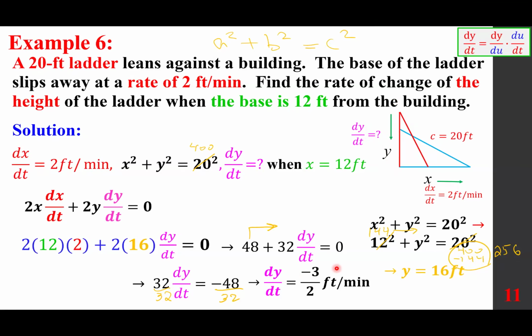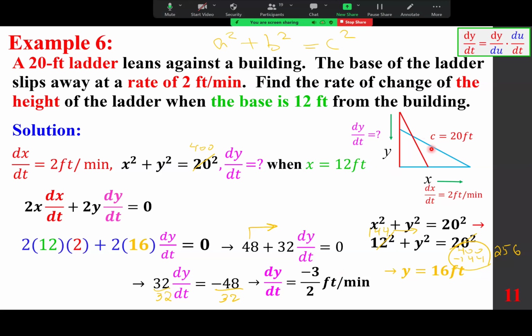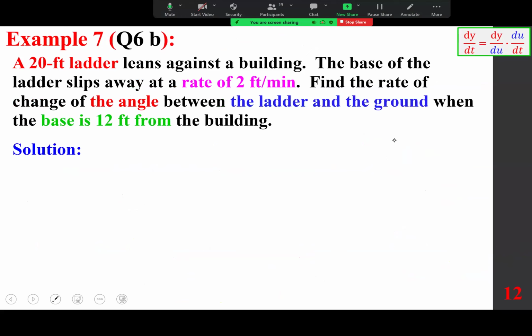Now, I want to go to the next question, which is a continuation of this. And what I want you to notice is that as this happens, this angle and this angle also change. We're going to discuss that. So the same question: a 20-foot ladder leans against the building. The base of the ladder slips away at the rate of 2 feet per minute. Find the rate of change of the angle between the ladder and the ground when the base is 12 feet from the building. In other words, just the same as before, the building, the wall, here's the ladder, moving this way, creating this shape, y coming down, and the c is fixed at 20 feet. As it moves this way, this angle changes, and so does this angle.